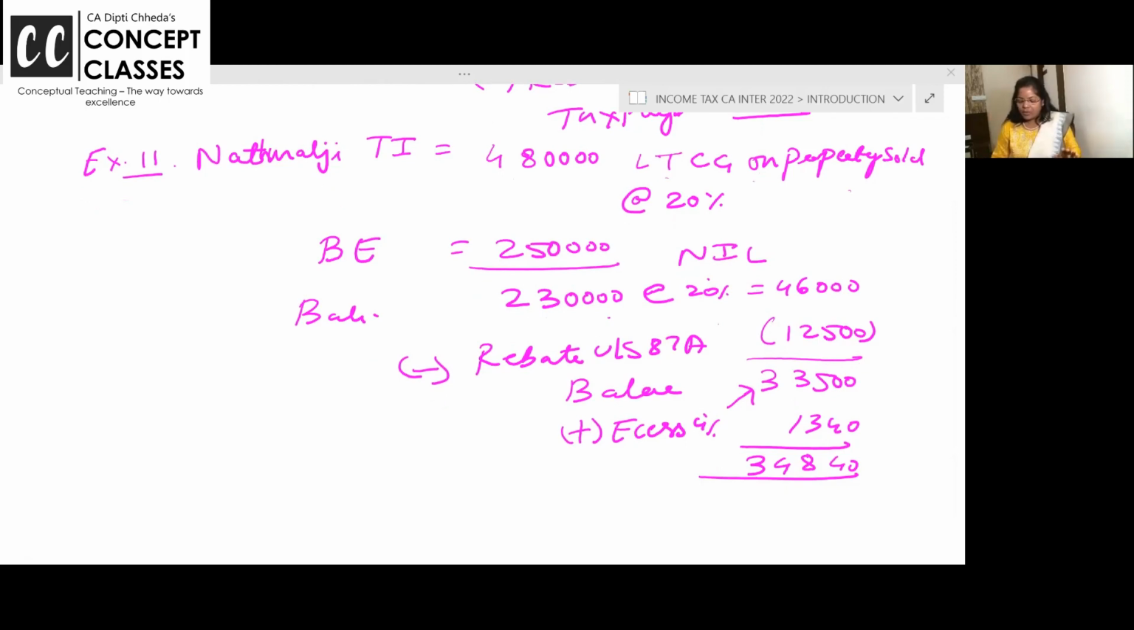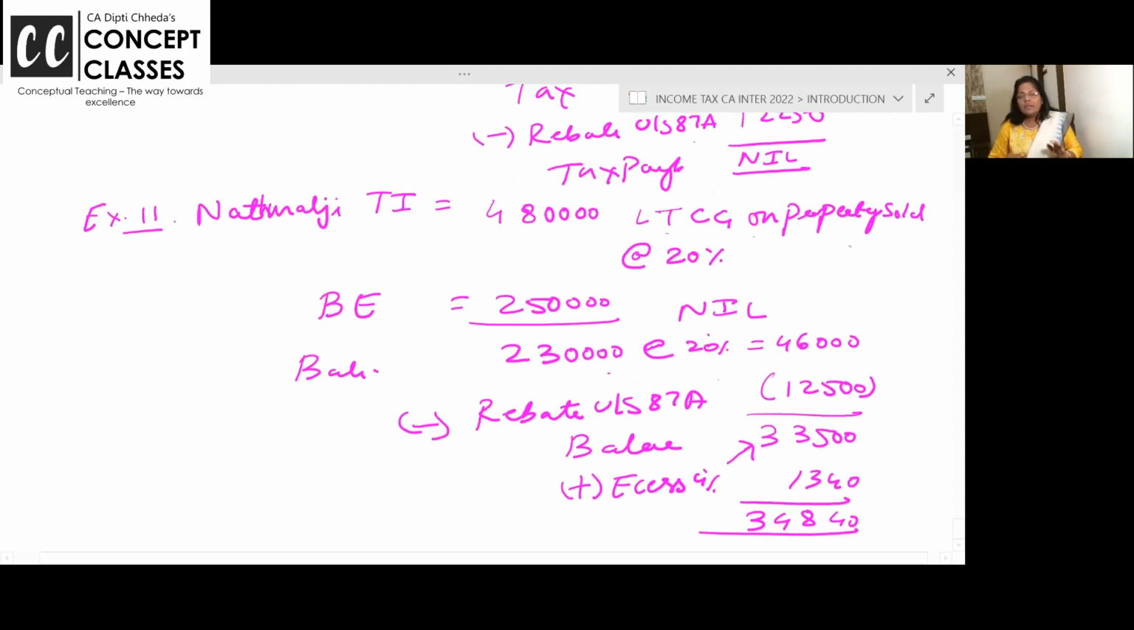All right. Okay, now listen. Nathmal ji got total income 4,80,000. Definitely he is eligible for rebate. And no one will remind you to give the rebate. You have to remember when to give rebate, when surcharge, and all.